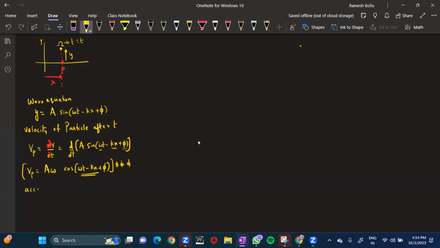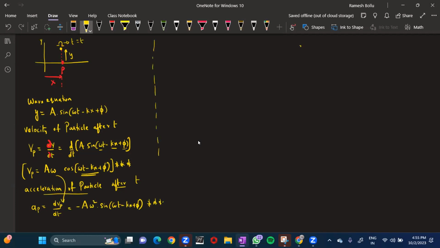What is the acceleration of the particle after t seconds, children? Change in velocity by change in time taken. Very good. To differentiate, if you put this value here, what will you get? Minus a omega square into sine(omega t minus kx plus pi). These are three equations, children. Everyone must and should remember.